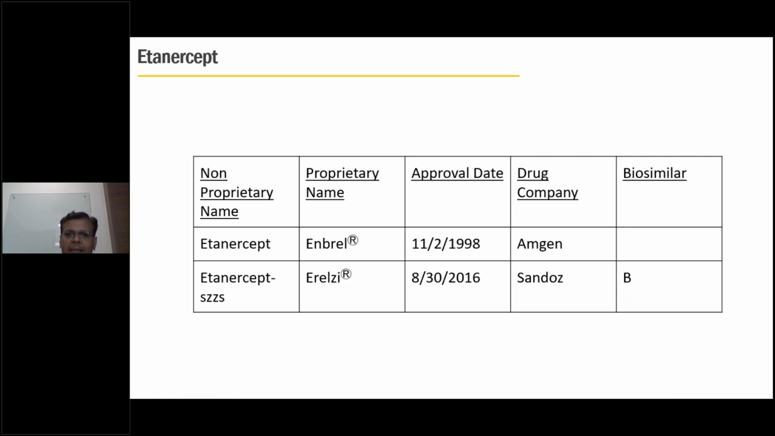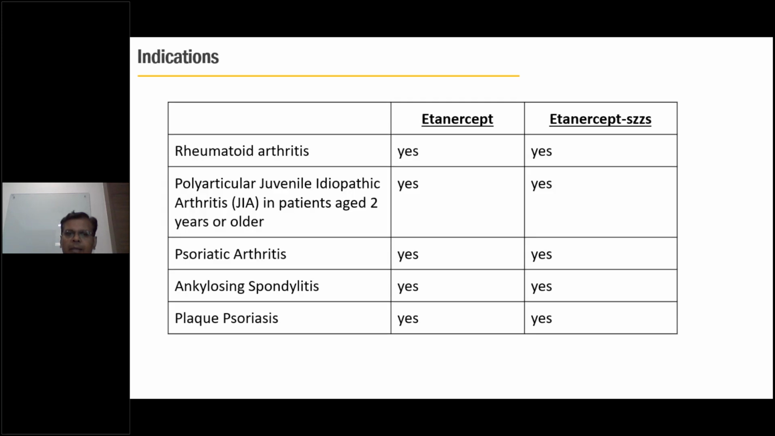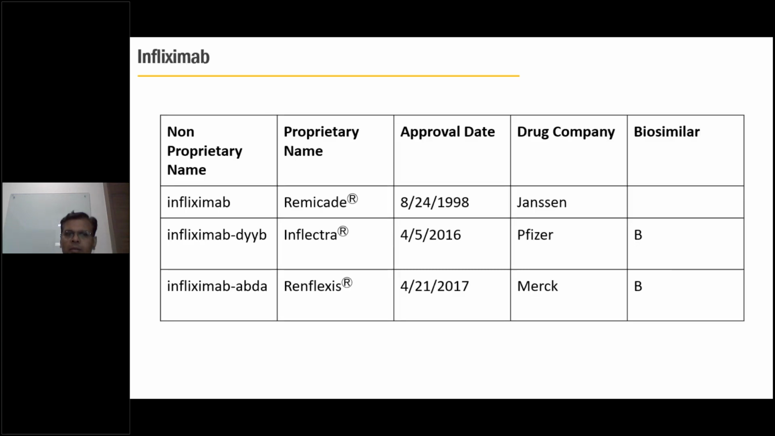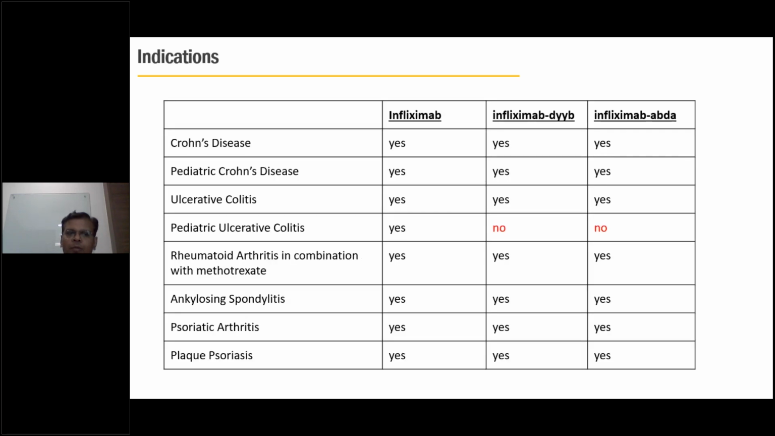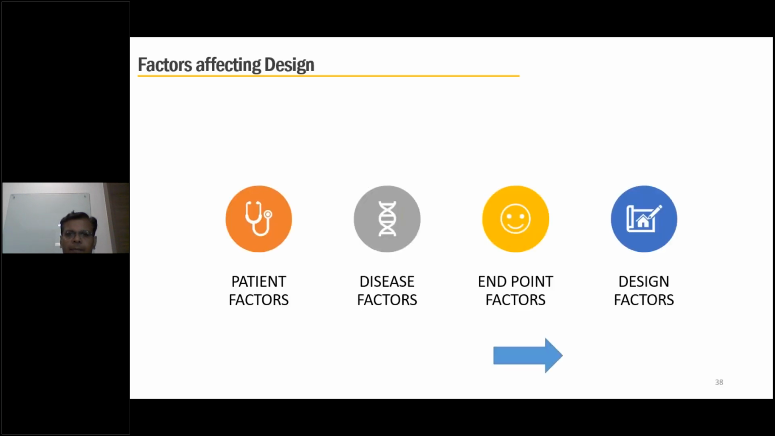On the same line, say etanercept, Amgen is the innovator, but then Sandoz is the next company who brought etanercept to the market, and they did all the studies and got approval for all the indications which the innovator got. On infliximab, Janssen is the innovator, and Pfizer and Merck, these are big companies, have a biosimilar in place, but they don't get approval for pediatric ulcerative colitis, which is in children. They have no data from the other companies with respect to the same.